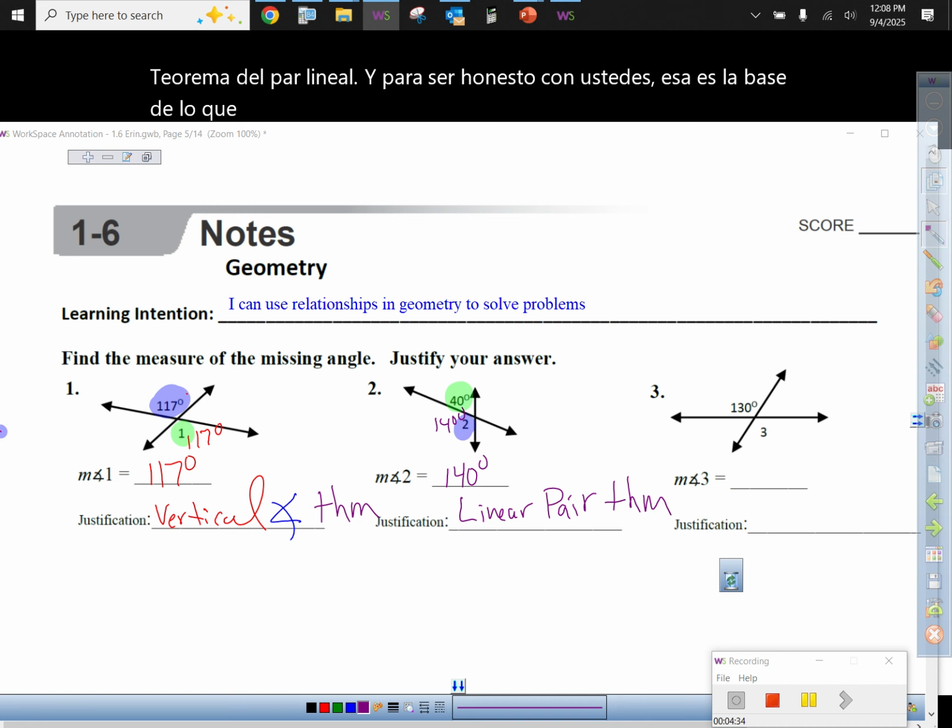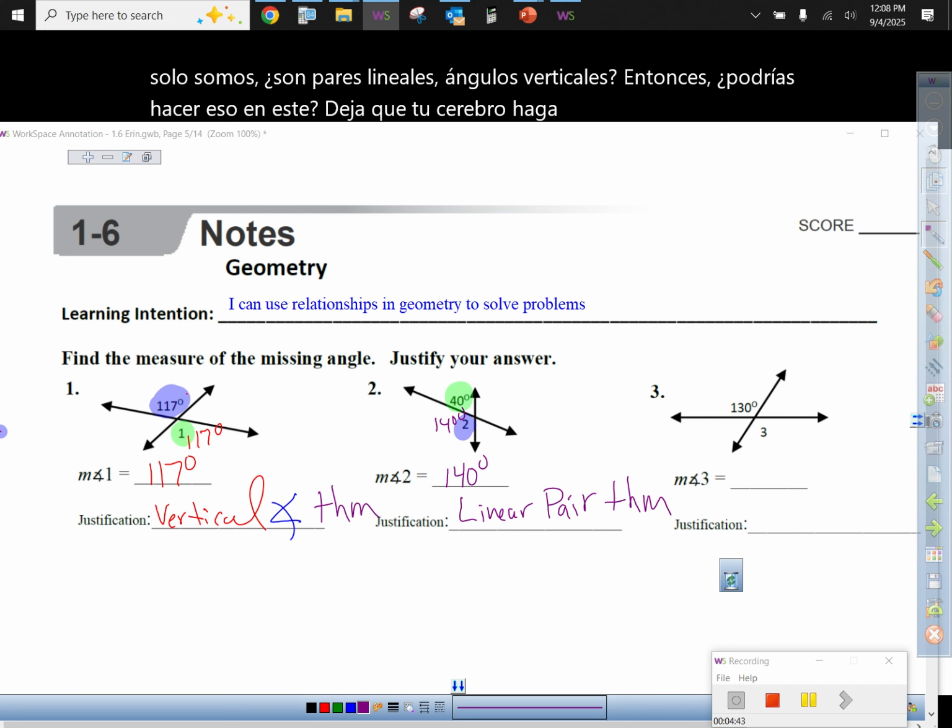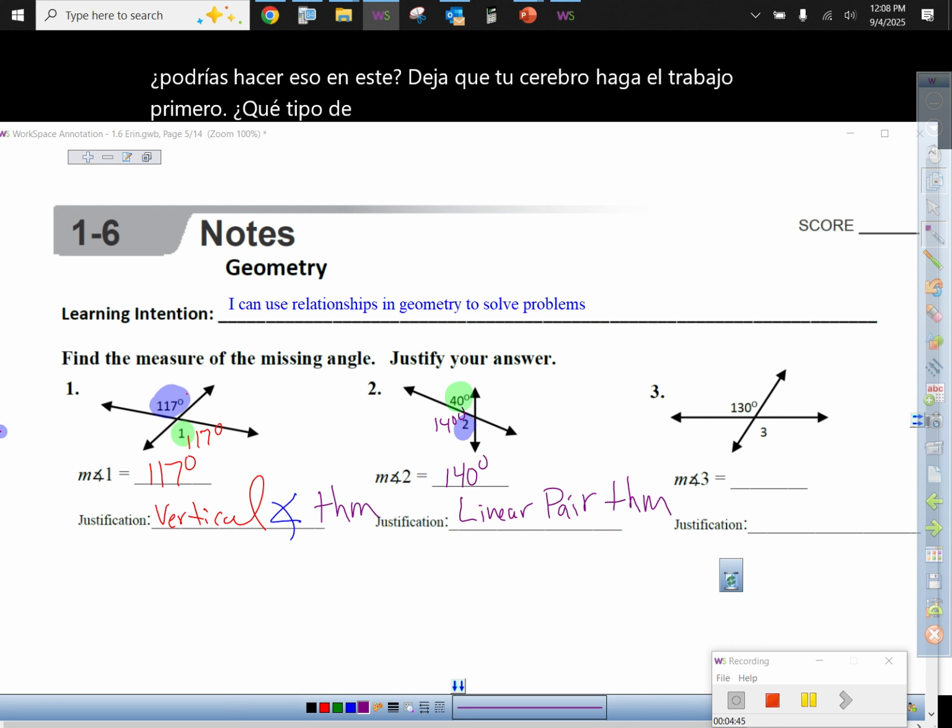We're going to throw a couple twists in there, but we're just asking, are they linear pair or are they vertical angles? So could you do that on this one? Let your brain do the work first. What kind of angles are we talking about on number 3? Linear pair or vertical angles?